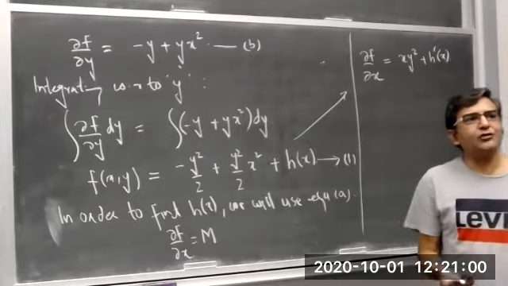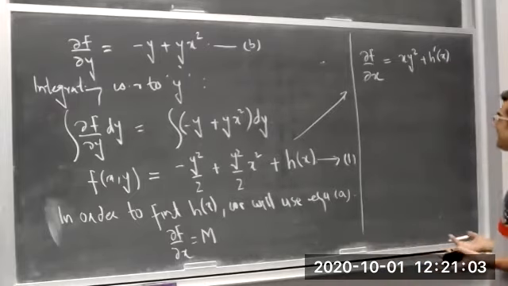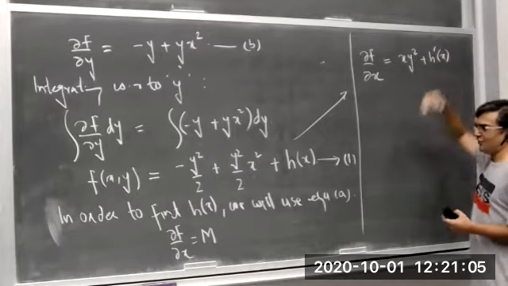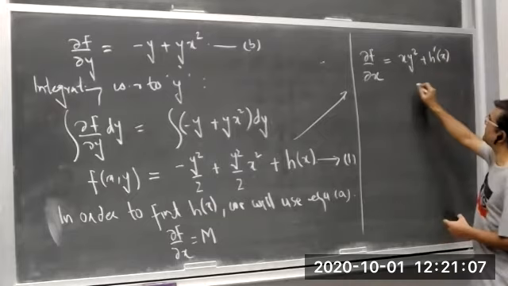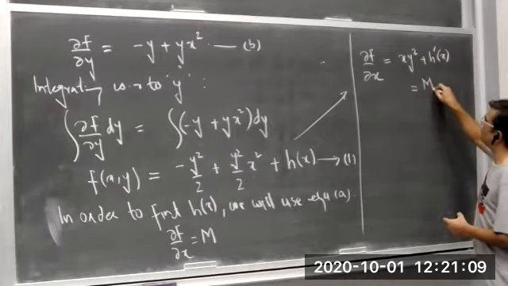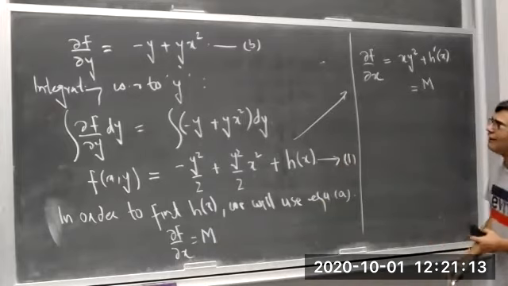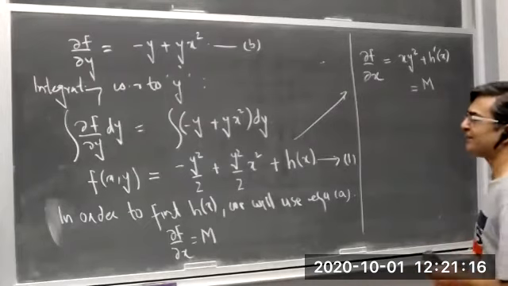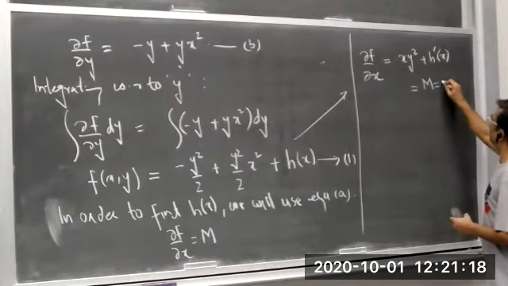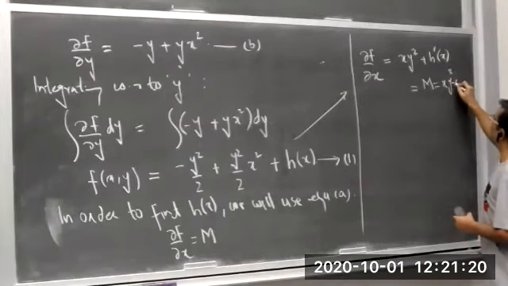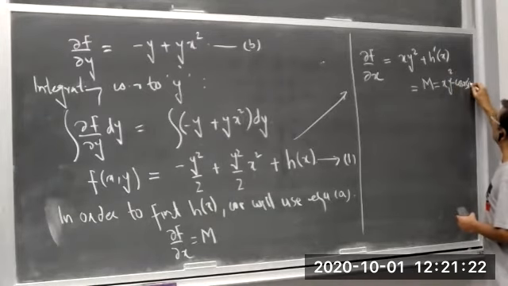अब h dash of x क्यों आएगा? क्योंकि इसमें सिंगल वेरिएबल है x, इसका डेरिवेटिव h dash हो जाएगा. ठीक है, now this thing must be equal to M by using this thing, equation A. What is the value of M? M is xy square minus cosine of x into sine of x.